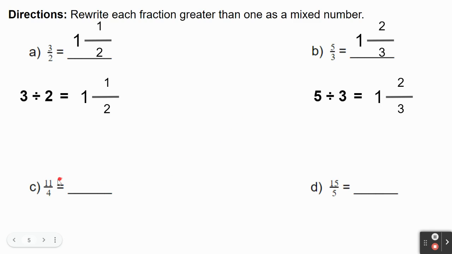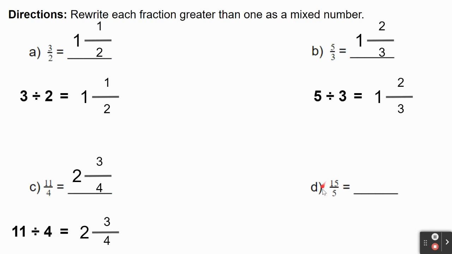Now let's try 11 fourths. Let's first rewrite this as a sentence. 11 fourths is 11 divided by 4. Let's ask ourselves, what can we multiply by 4 to get closest to 11 without going over? Well, 4 times 2 gets us closest to 11 because 4 times 2 is 8. We're at 8. We need 3 more to get to 11. So 3 is going to be our numerator. Our denominator is going to be 4 since we're dividing by 4. So 11 divided by 4 equals 2 3/4, which means 11 fourths equals 2 3/4.